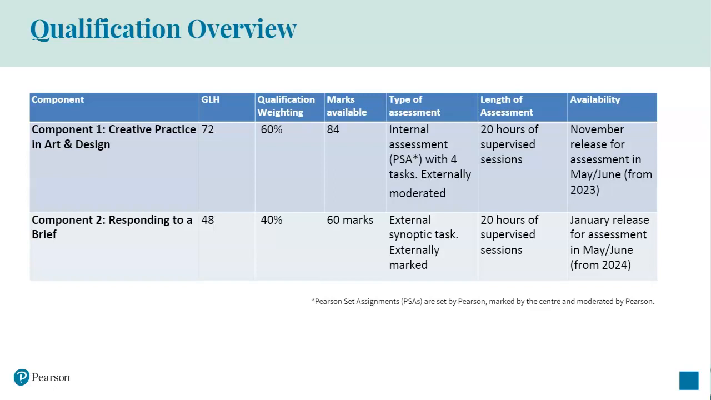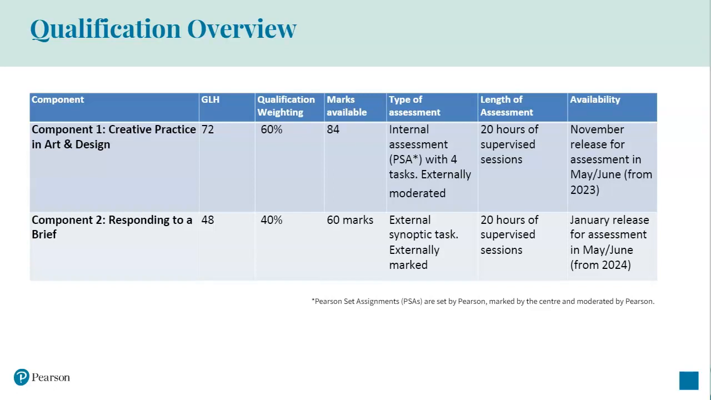Component 1 is 72 guided learning hours and worth 60% of the qualification grade. It is assessed using the new Pearson Set Assignment or PSA, marked internally by you, the teacher or assessor, out of a total of 84 marks. And then that Pearson Set Assignment is moderated by Pearson. The PSA is released in November of each year and assessed in May or June, and that will start from 2023. So you have plenty of flexibility within your programme to prepare for, administer and mark the assessments.